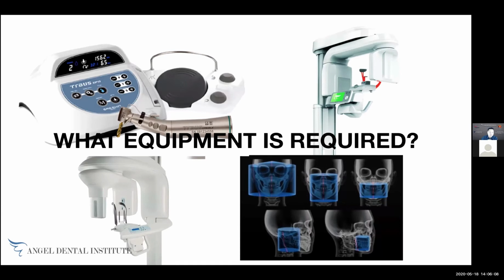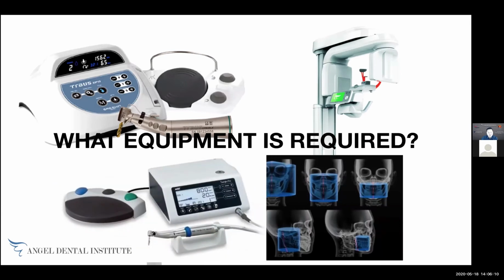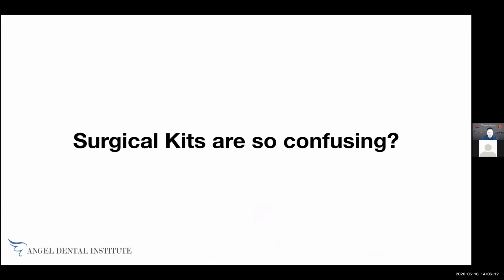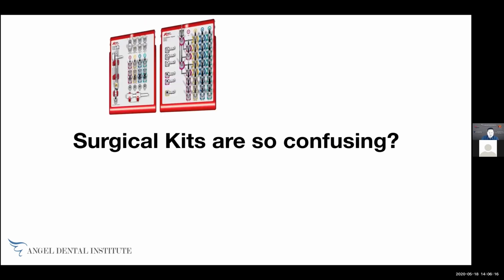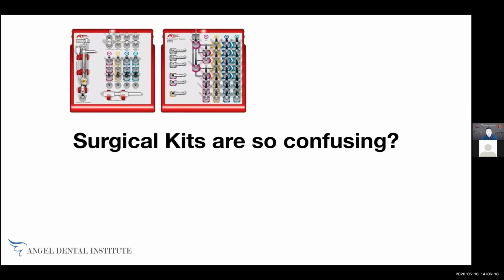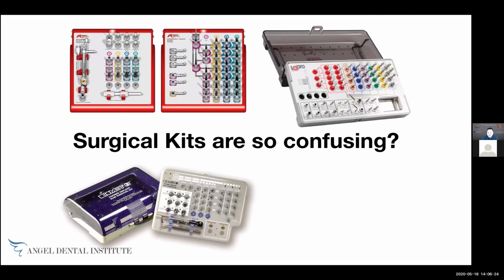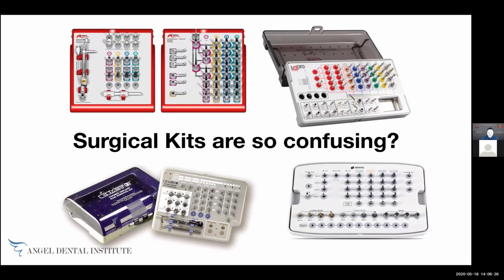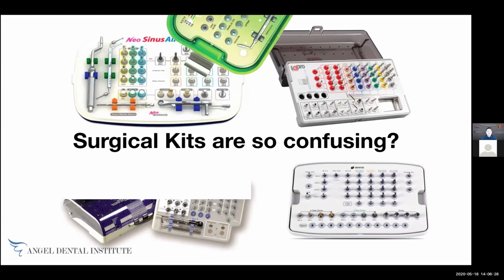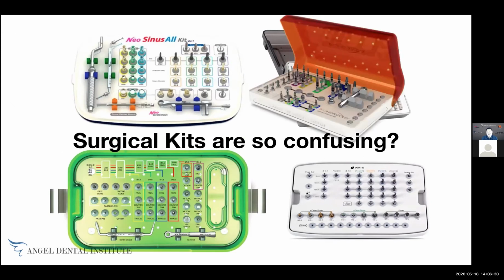How about implant motors? There are so many different implant motors, and the cost can be very different too. How about surgical kits? They look so confusing. They're colorful, but they have tons of parts. What are all these parts? And different companies have different layouts. It just looks overwhelming for someone who's never had to look at this.